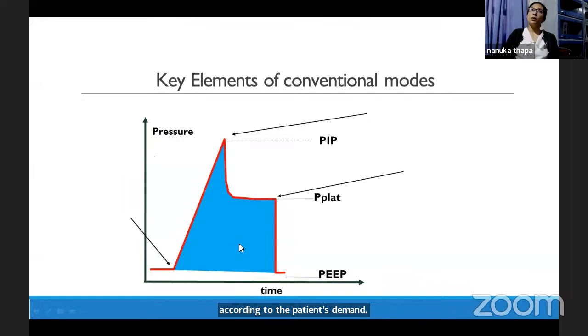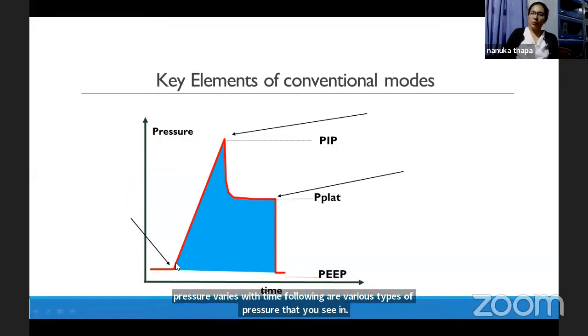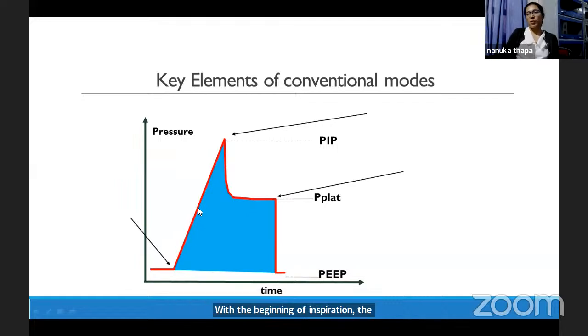So if we see the pressure and time scalar, how the pressure varies with time, following are the various types of pressures that you see in a ventilator graphic. With the beginning of inspiration, the inspiratory pressure starts to increase. As the inspiratory pressure increases, a maximum peak pressure is obtained. Over here, this pressure is known as the peak inspiratory pressure.